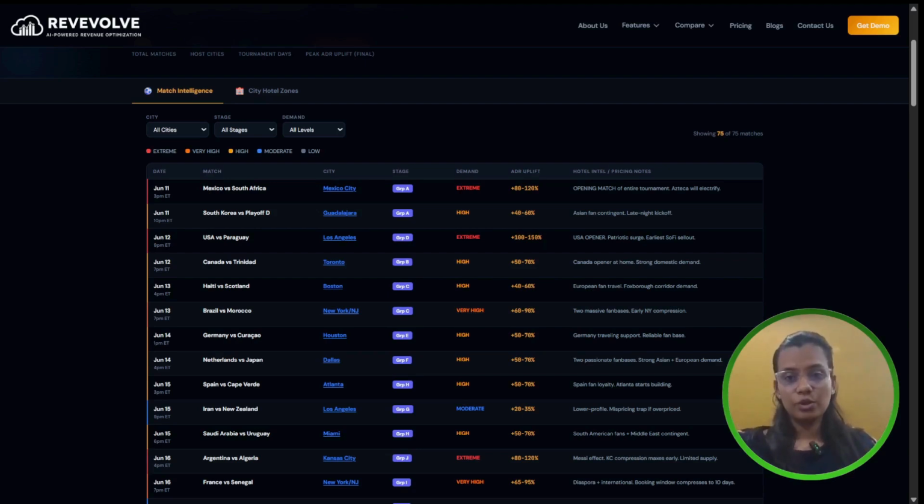The second phase is when the tournament begins, the group stage, which is around June 11 to 25. In phase two, your pricing would be plus 50 to 80% above the base rates. The strategy would be to spread demand across multiple cities. Competition is higher, so focus on filling the inventory rather than maximizing per-room rate, especially in this phase where the tournament just begins.